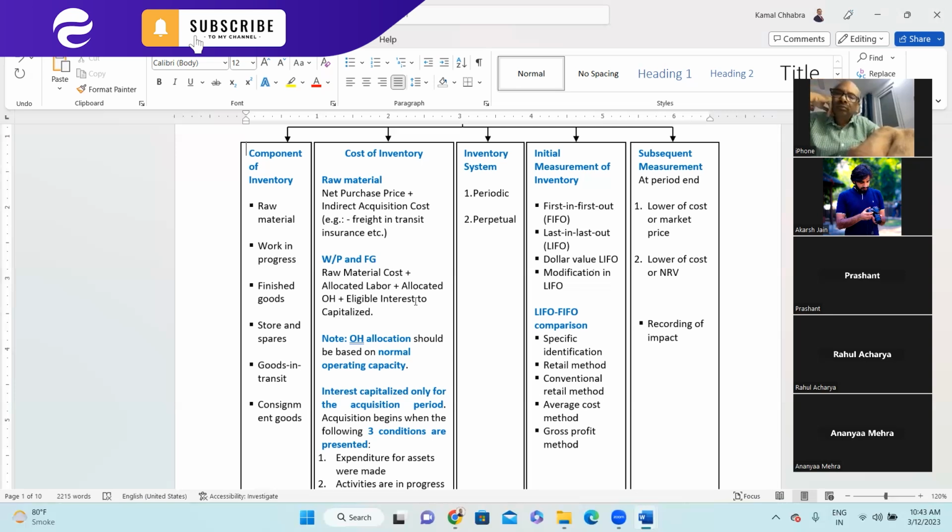Third thing is eligible interest cost. Have you heard about this term? Capitalization of interest.